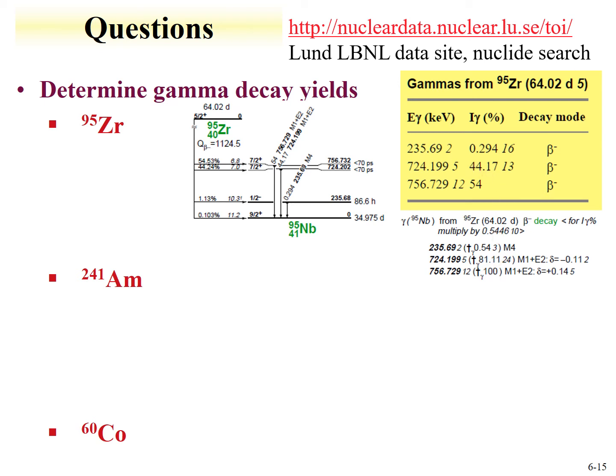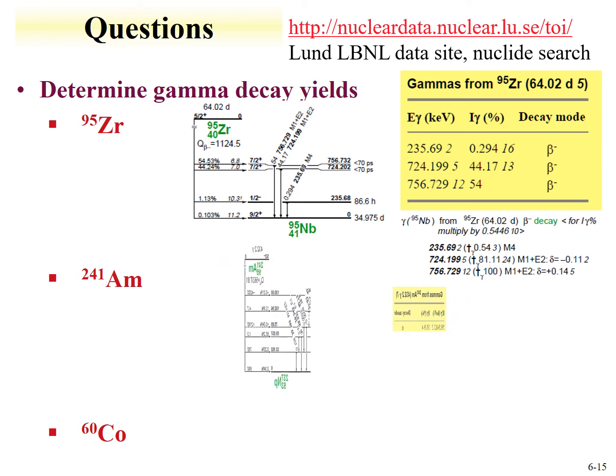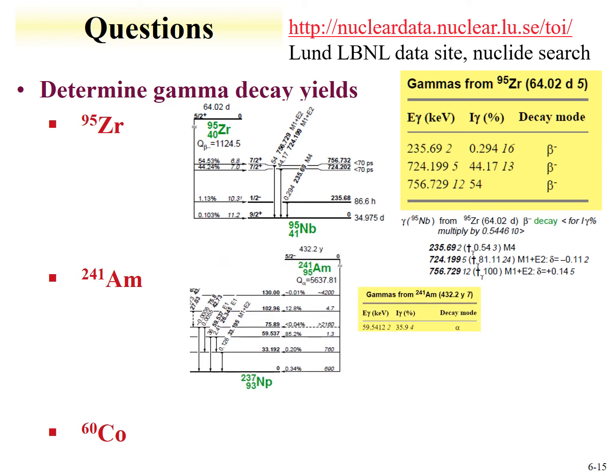We can also look for the data for americium-241, which decays prominently by a 59.5 keV photon. If we go to the Lund Berkeley site, we see that the gamma intensity is 35.9%. Comparing this with what we see from the table of the isotopes, here's the americium-241. This is a truncated table, and it decays 85.2% of the time to this 59.5 keV excited state.